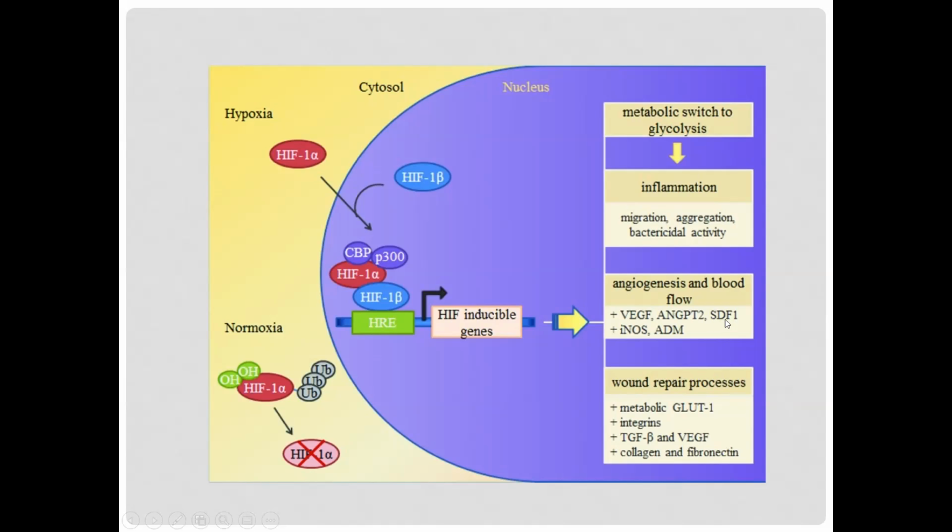SDF, stromal cell-derived factor. And then the angiogenesis protein targeting signaler that actually tells you where you're going to make new blood vessels. It'll upregulate integrins and glucose transporters and growth factors like transforming growth factor beta and collagen and fibronectin and all kinds of really good stuff. Notice it increases a switch to glycolysis, a switch to glycolysis.